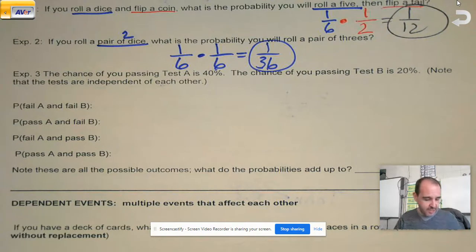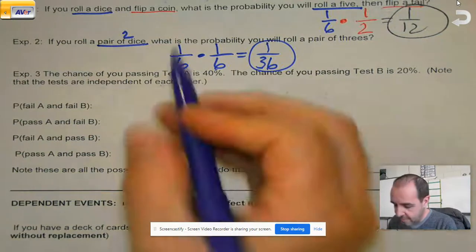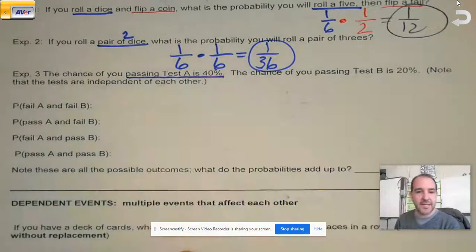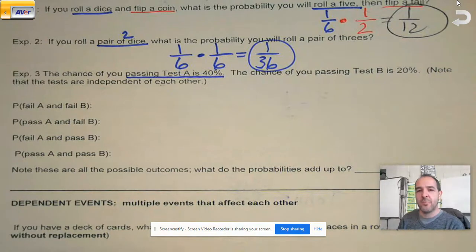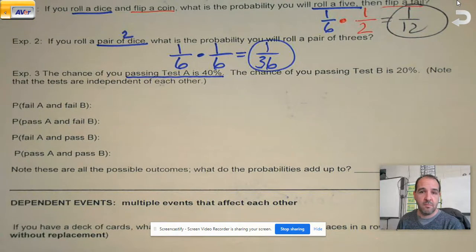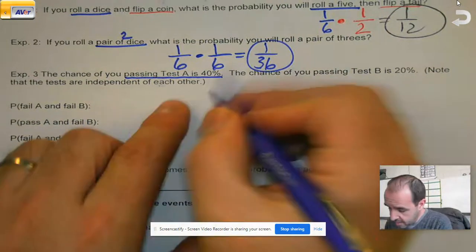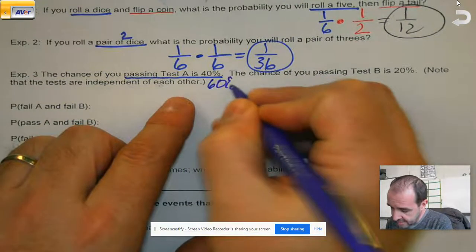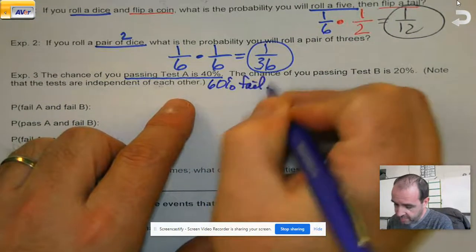Now, here's a suggestion for you on something like this. Notice both the ones I have. Passing test A is 40%. Okay, if my chance of passing test A is 40%, what's my chance of failing test A? 60. How do you figure that out? Well, 100% of the time, you're going to pass or you're going to fail, right? So if 40% is pass, 100 minus 40 would be 60% that I'm going to fail test A.